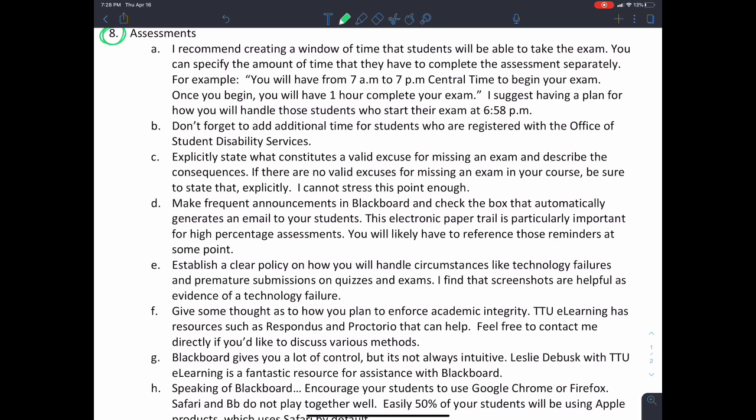Now, it's important that you have a plan as to how you will handle those students that might start their exam at, say, 6:58 p.m., 2 minutes before the end of the window. So this is for you to consider, but I guarantee you, no question, not a matter of if, but when, you will have to address this. So it's best to simply have a policy up front that describes when the testing window closes, it closes, and that's it. But if you want to handle it differently, that's fine. Just make sure you communicate that.